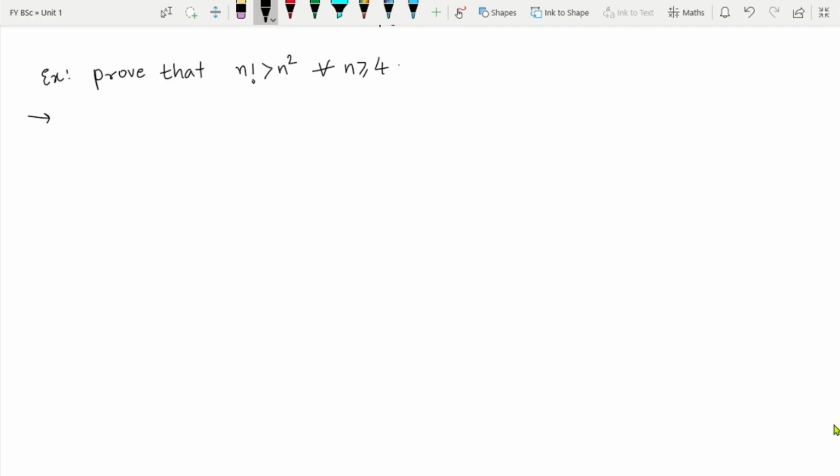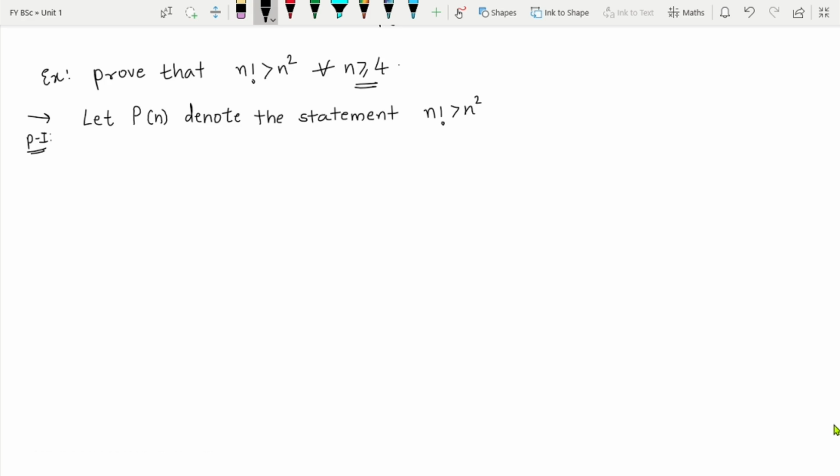Here we are supposed to prove that n factorial is greater than n square for all n greater or equal to 4. So I will call the given statement P of n. Let P of n denote the statement, which is our part 1, n factorial is greater than n square. Just note one thing, we are supposed to prove that this is true for n greater or equal to 4. So instead of showing P of 1 is true, we will show P of 4 is true.